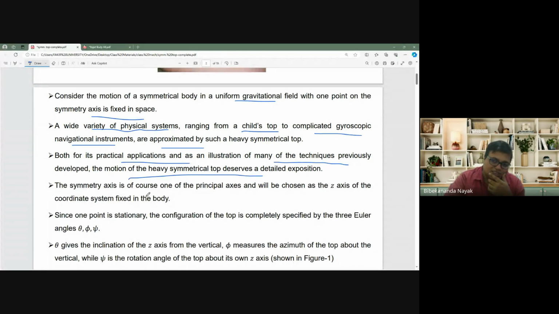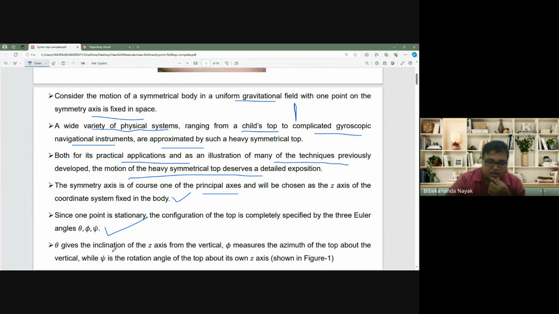The symmetry axis is of course one of the principal axes. Among I1, I2 or I3, one is the symmetry axis and will be chosen as the Z axis of the coordinate system of the body. So the symmetry axis is Z, that means symmetry about this Z axis. Since one point is stationary, the configuration of the top is completely specified by three Euler angles. Symmetric top with one point fixed means only angles are needed.